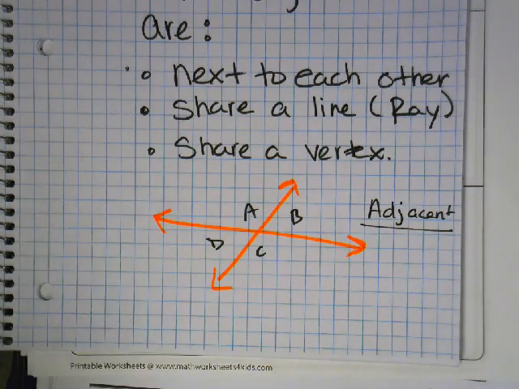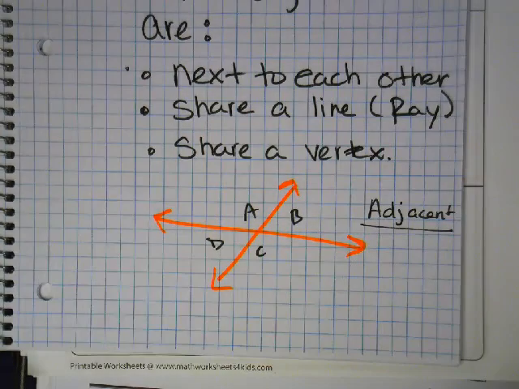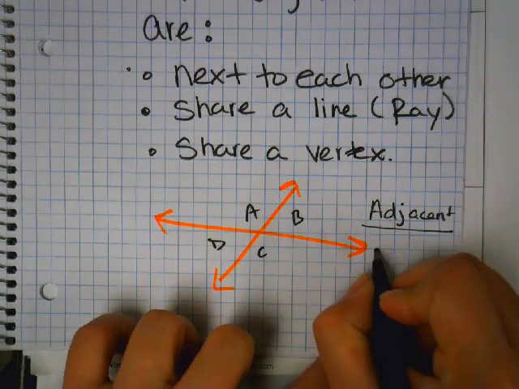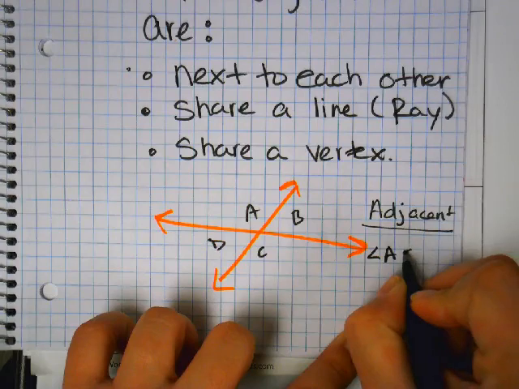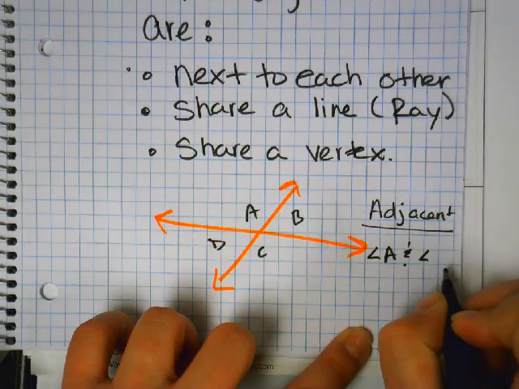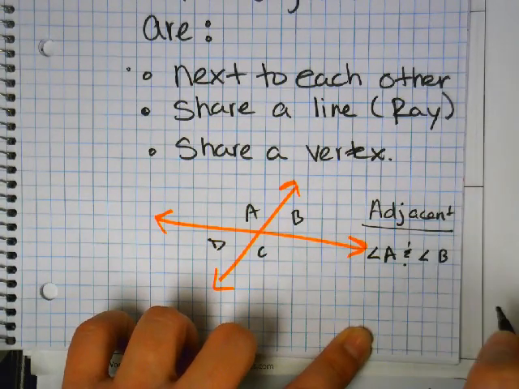A, B, and C. Yep. All of them. Oh, wait, no, not really. I mean, A and C? No. So A and B, B and C. So you go like in a circle. You go in a circle. So angle A and angle B. Yeah. Okay.